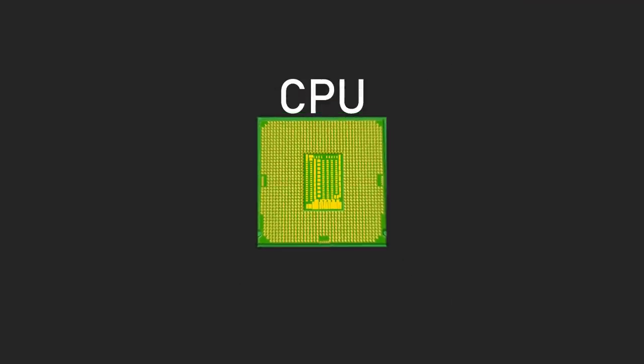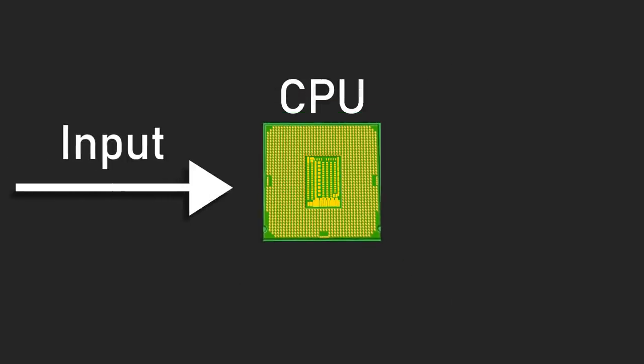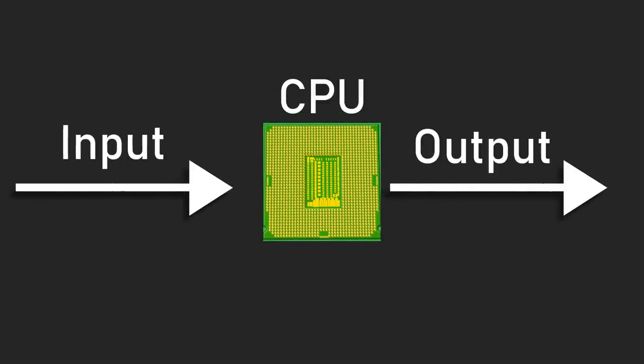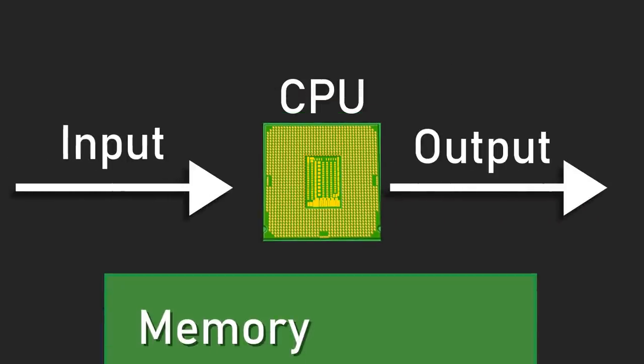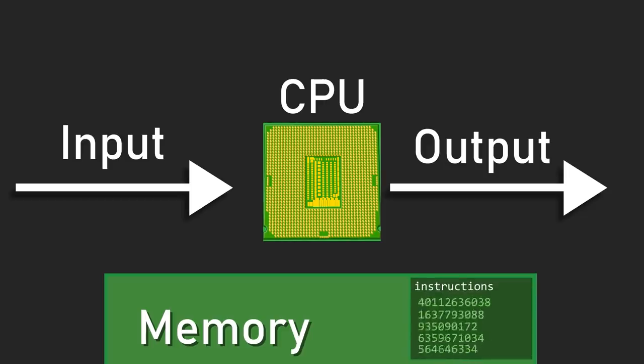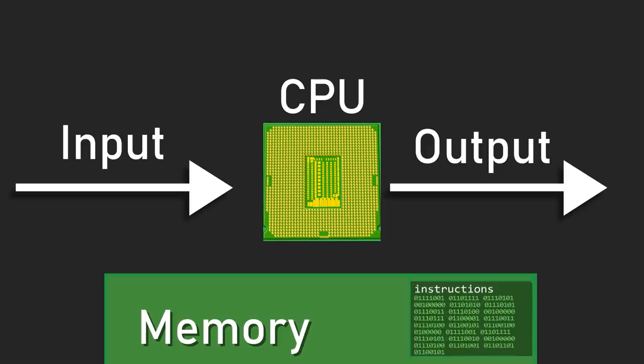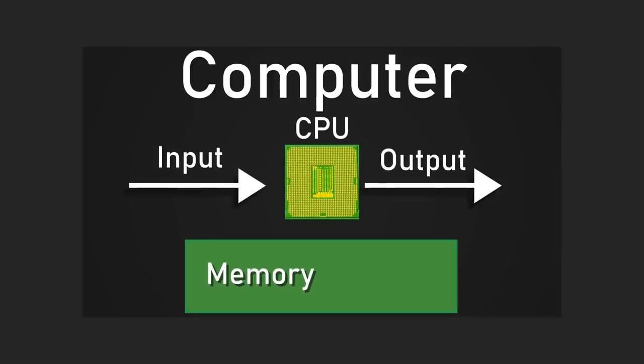So, we add a system that can control where the input and output to our CPU goes, and then we add some memory to the CPU. You know, some RAM, so that we can store what instructions to execute and when. Finally, let's create a language for these instructions. And boom, a computer, finally.